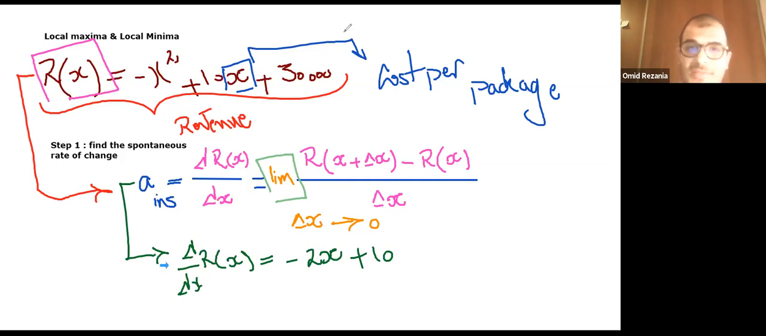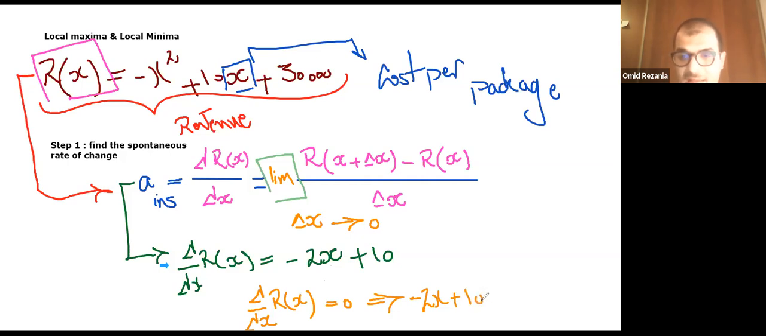Now, the next step is here. We take d/dx of r of x, which represents the instantaneous rate of change, the sudden change of our model, and it goes to 0. Then we have minus 2x plus 10 equals 0. From here, we see that 2x is equal to 10, so x is going to be $5.